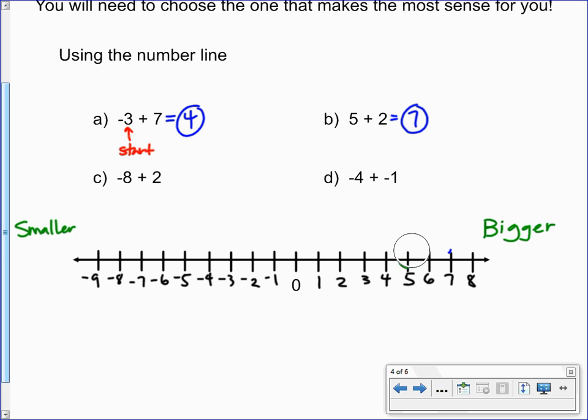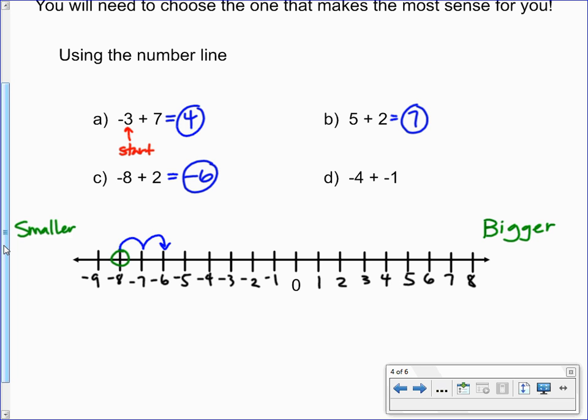Let's look at the next one. The next one says we're starting at negative 8. So on my number line, I find negative 8. And I'm adding, which means I'm going to get bigger. I'm adding 2. So when I do that, I go to the right so I can get bigger. And when I add 2, that takes me to negative 6. So that's my answer for C.